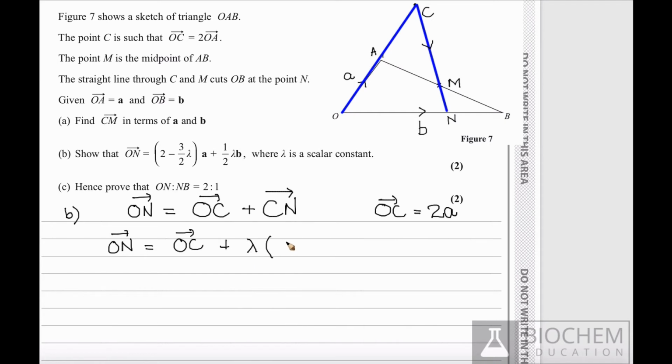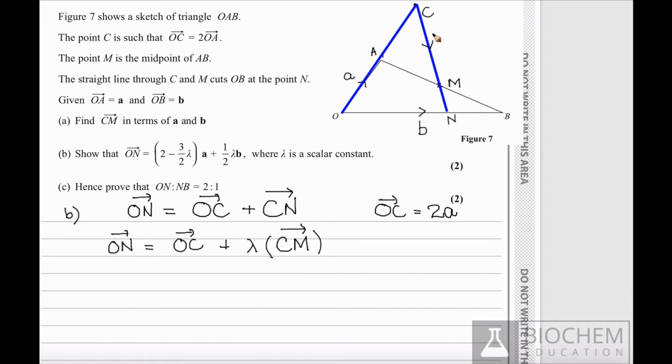And we can say something like ON vector equals OC vector plus CN vector, where CN can be written as lambda times CM vector. So the question arises why I can write CN vector as lambda times CM vector. If you look carefully, points C, M, and N are lying on the same straight line. So CM, whatever the CM is, times by a number will give you the whole vector CN.